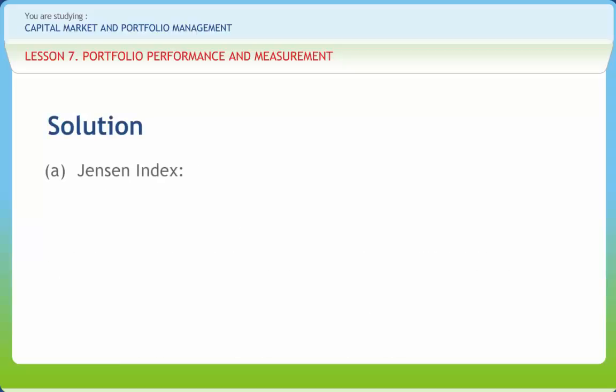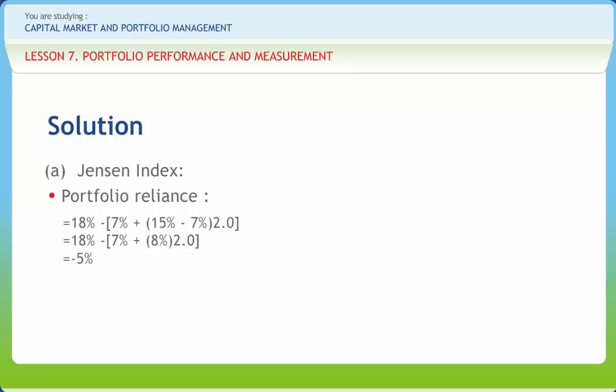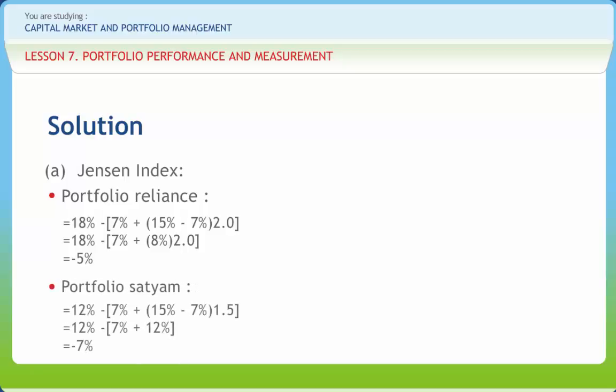A. Jensen index. Here the return on Reliance is 18%, RF, the risk-free rate, is 7%, RM equals 15% and beta is 2.0. Put values in the formula. Portfolio Reliance: 18% minus [7% plus (15% minus 7%) times 2.0] equals 18% minus [7% plus 8% times 2.0], which equals minus 5%. Portfolio Satyam: 12% minus [7% plus (15% minus 7%) times 1.5] equals 12% minus [7% plus 12%] equals minus 7%.